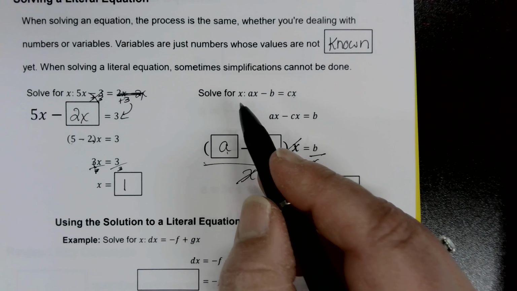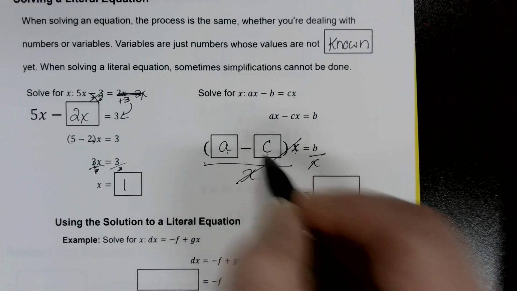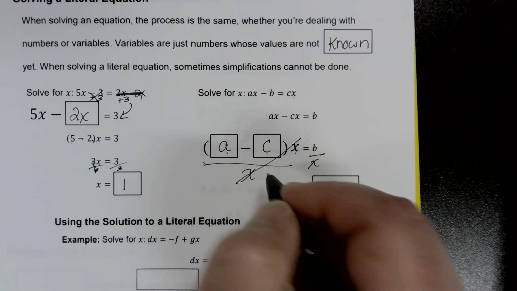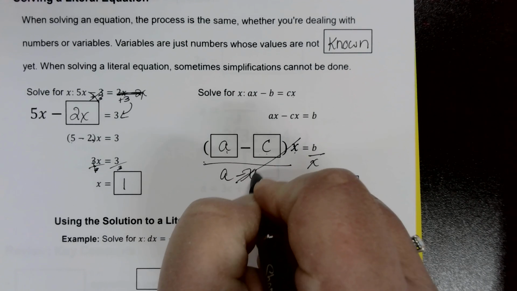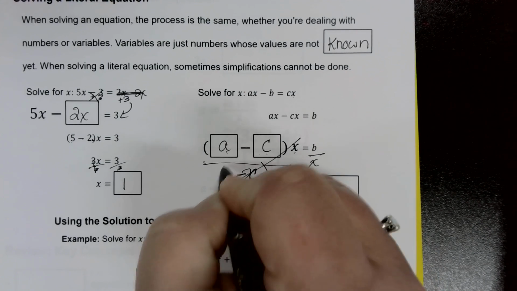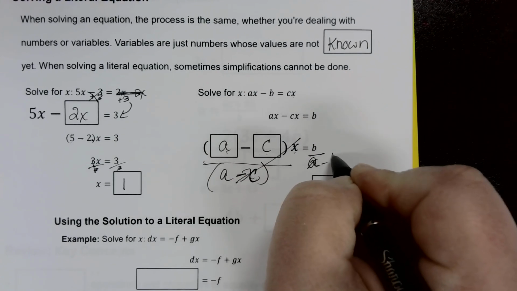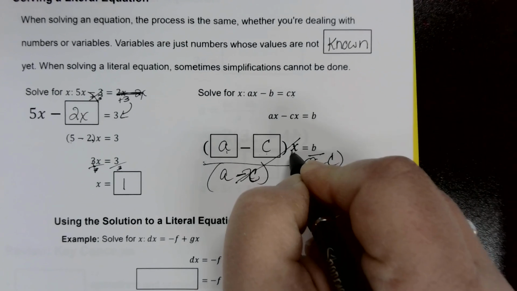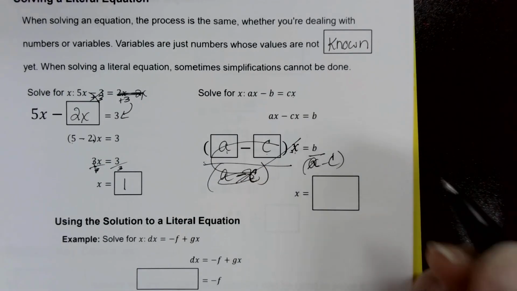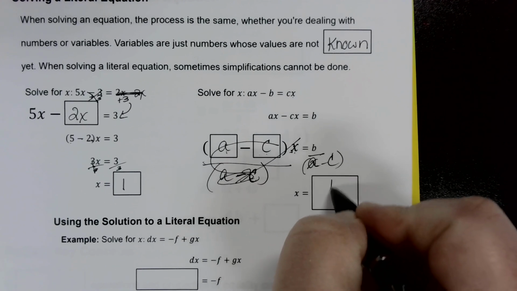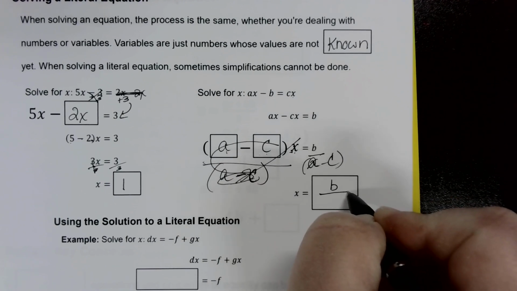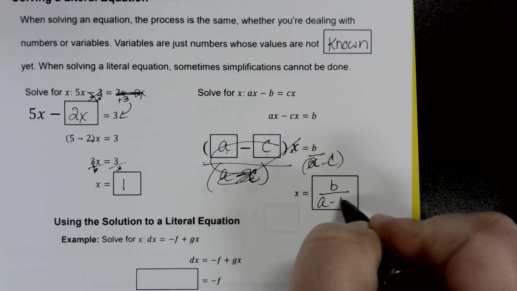What did it say? Solve for x. Not bad. Should have divided by the a and c. See, sometimes you got to pay attention here. A minus c. That's what I'm dividing by, because I want to solve for x, not this. I will get rid of that. So x is equal to b divided by a minus c.